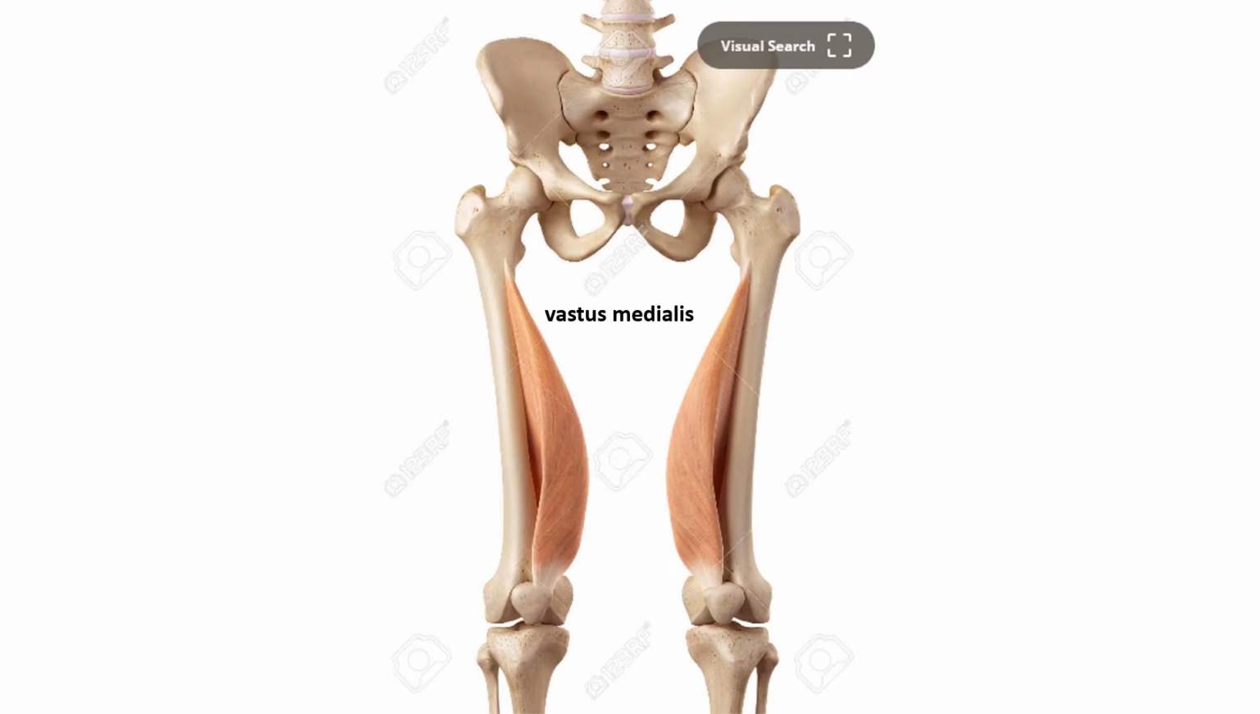One of the 4 quadriceps muscles is what is called vastus medialis. Vastus means huge muscle, and it's on the medial side, and it comes from the anterior surface of the femur and joins the common tendon of the quadriceps.